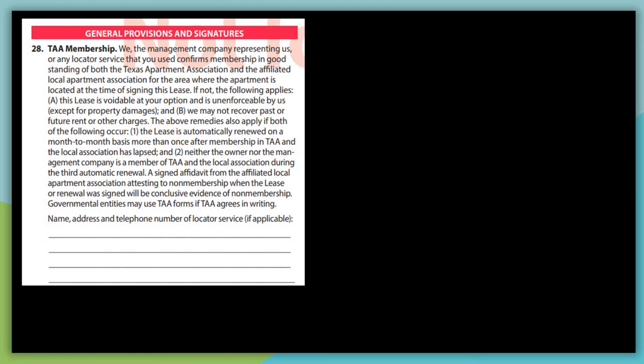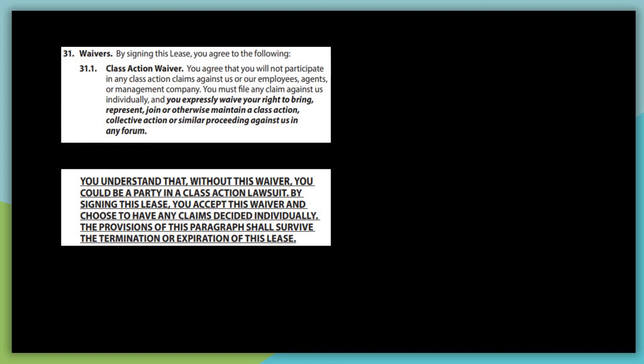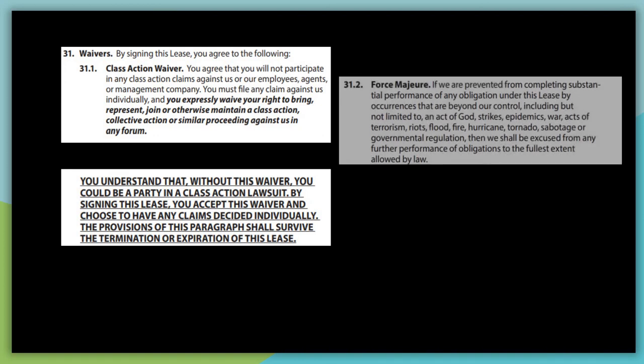Under General Provisions and Signatures, there is information regarding the Texas Apartment Association, a section regarding severability and survivability, a class action waiver statement, and a force majeure clause.